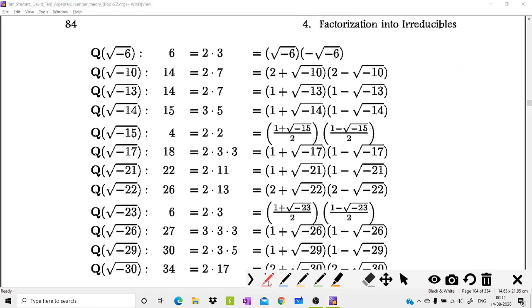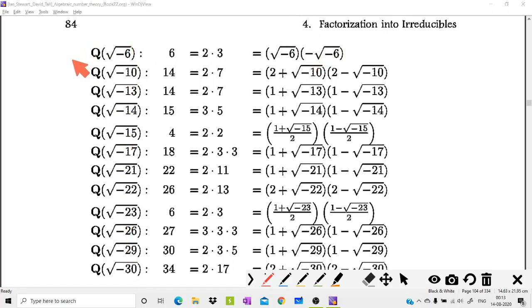Now you can prove that the rings of integers of Q of root minus 6 etc. are all non-unique factorization domains. You need to consider the different factorizations of 6 in Q of root minus 6, and you will prove that 2, 3, root minus 6, root minus 6 are all irreducibles, and that 2 is not an associate of either of these numbers. Similarly we can prove all this.